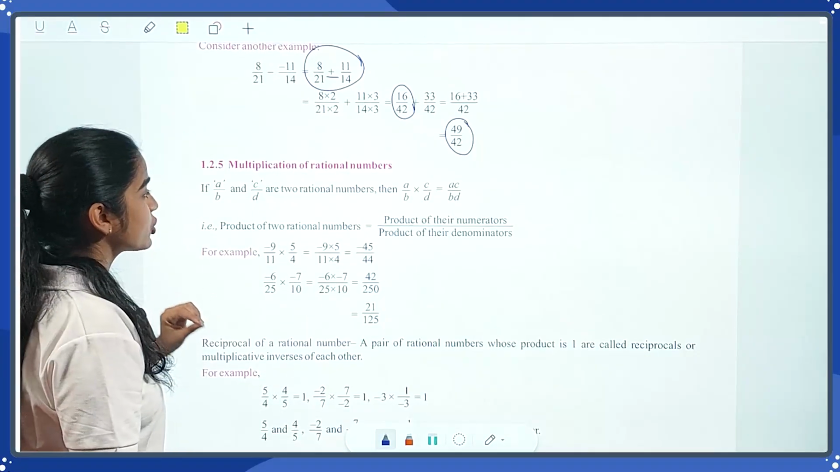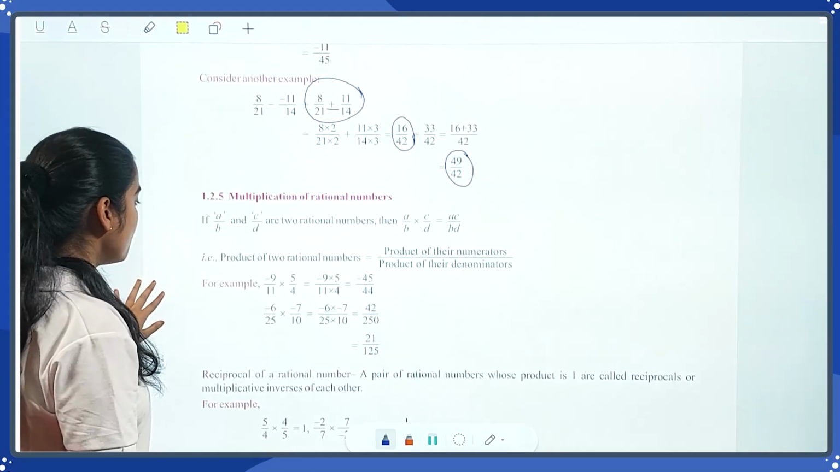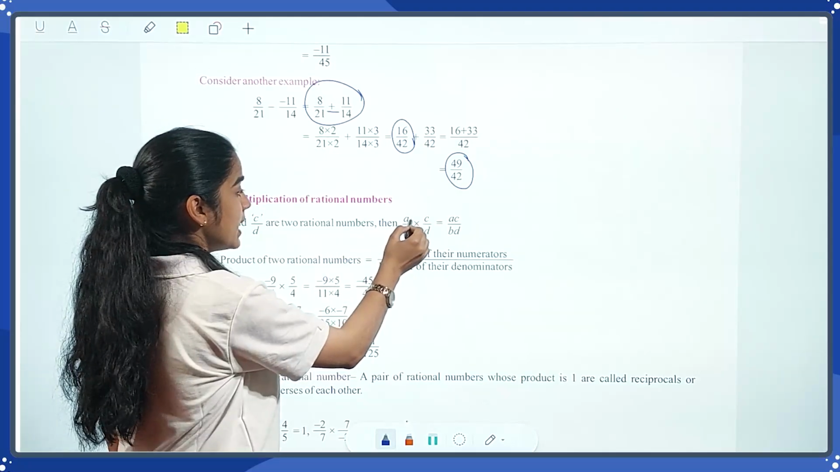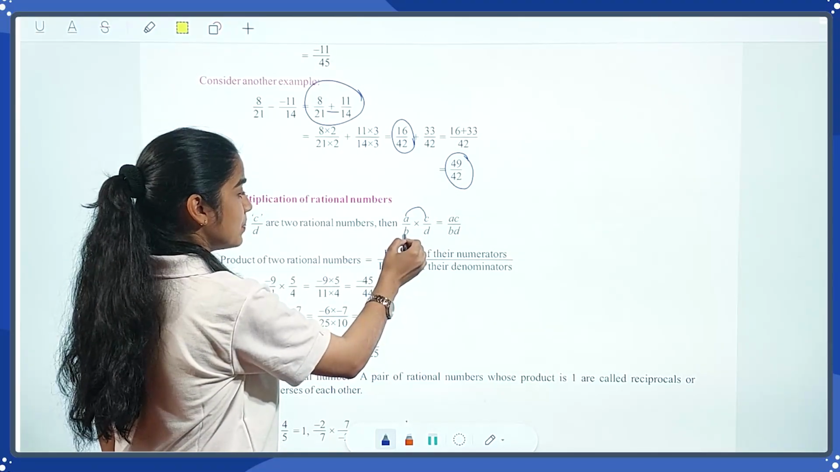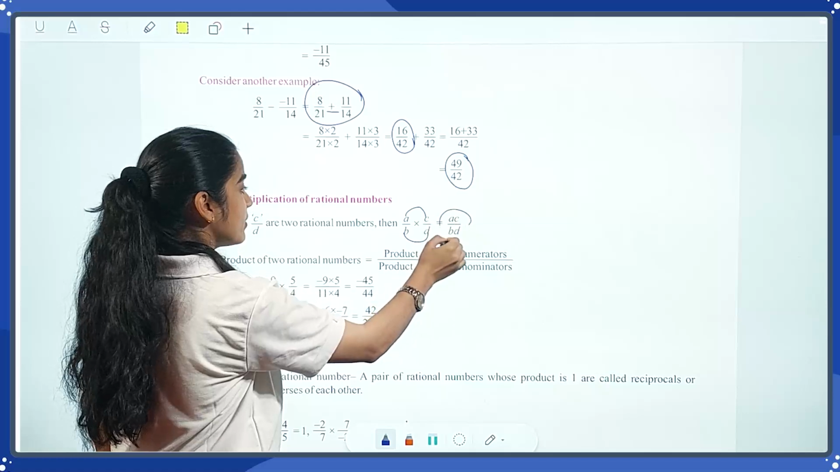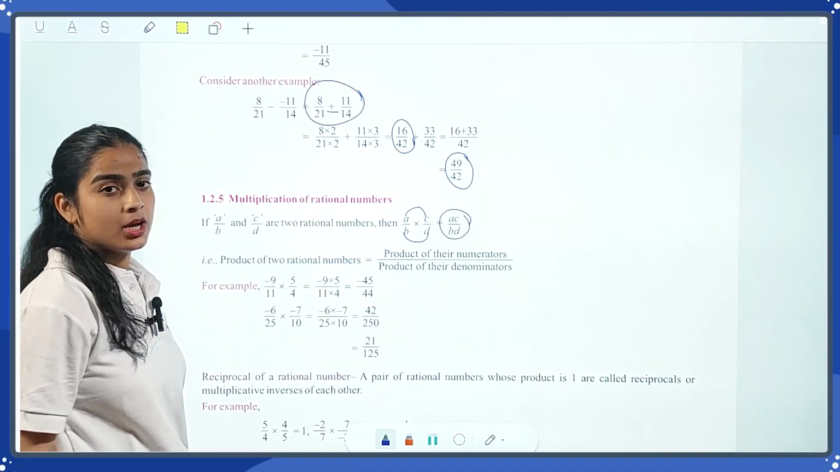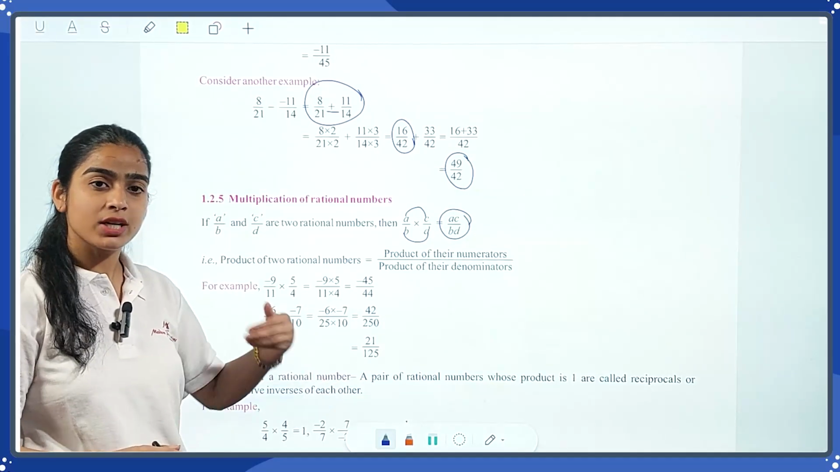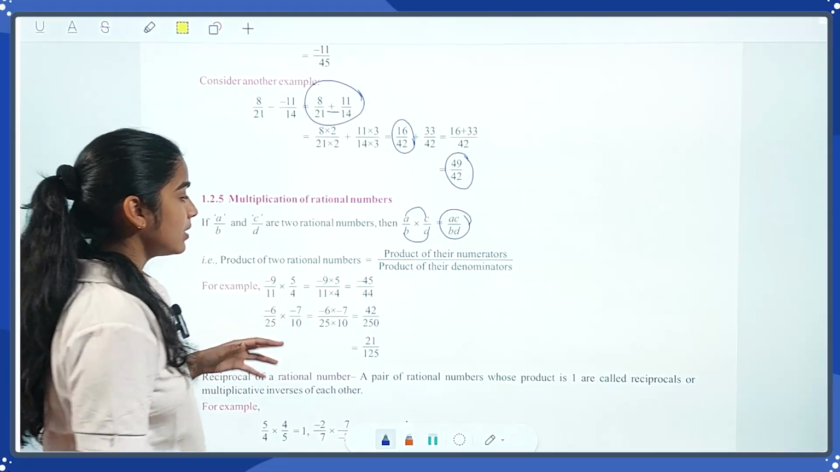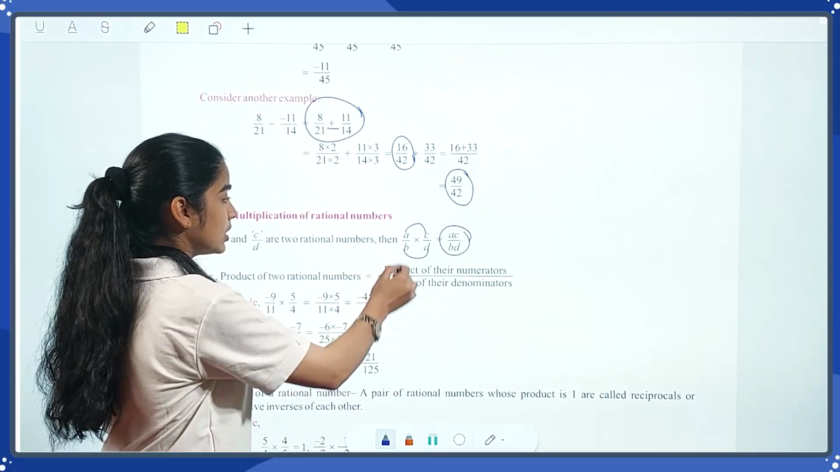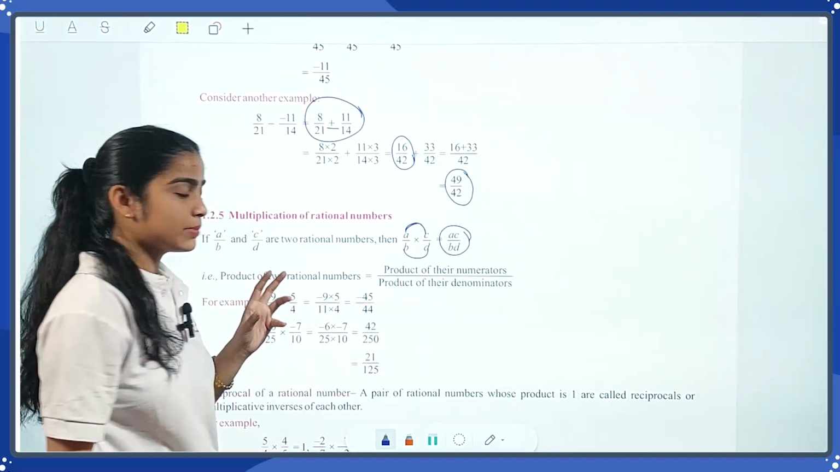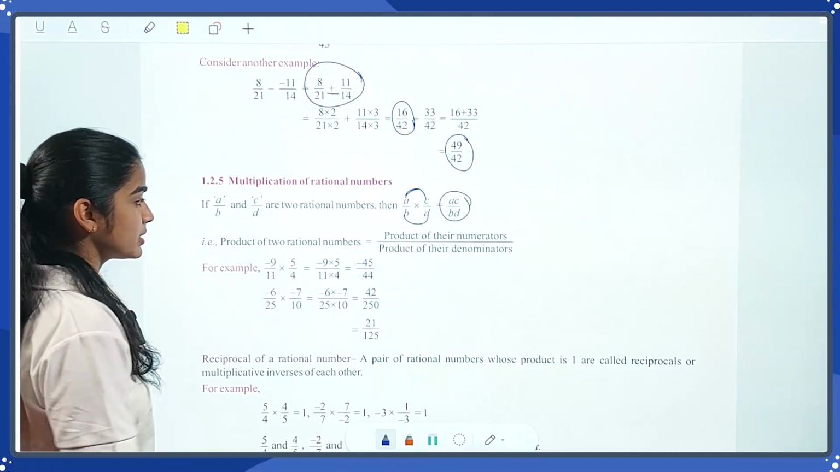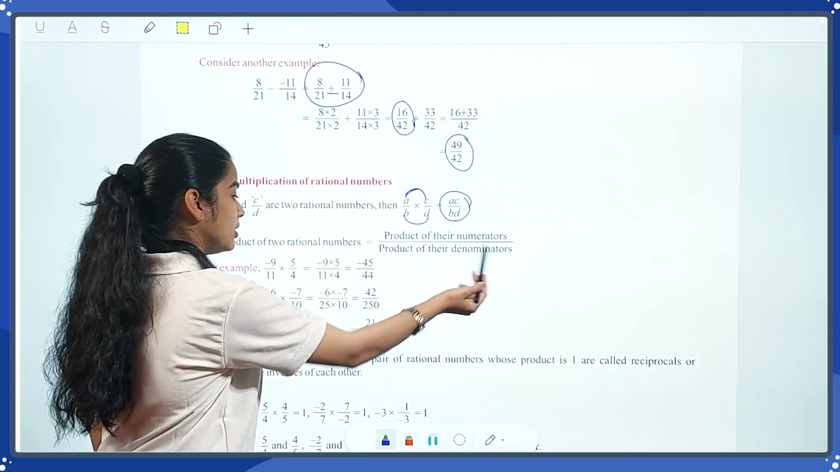Now the multiplication of rational numbers. So, if a by b and c by d are two rational numbers, then a multiplied by c and b multiplied by d, and here is your result, AC upon BD. Multiplication is so simple in rational numbers. You just have to multiply straight. Always consider that you never have to multiply vertically. You have to multiply horizontally. A multiplied by c and b multiplied by d directly. So the product of two rational numbers is the product of their numerators and the product of their denominators.